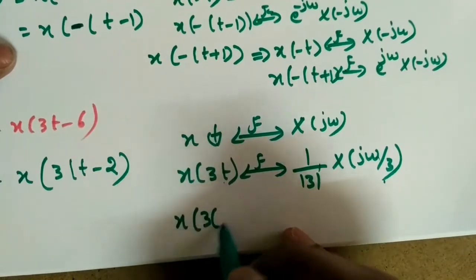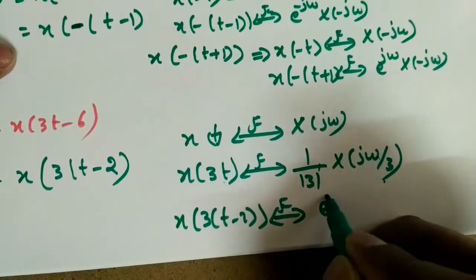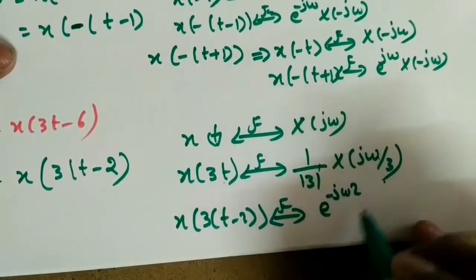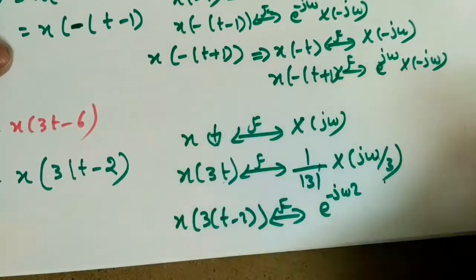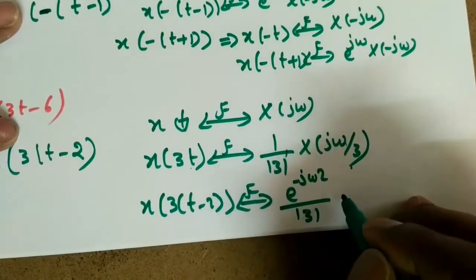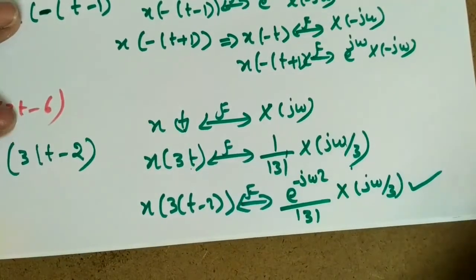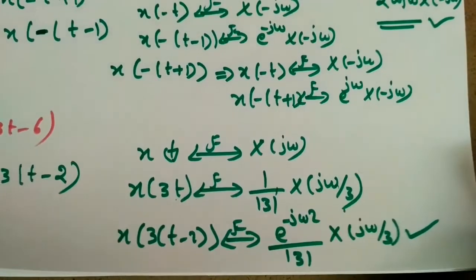Next we will do the shifting, 3 of t minus 2. What is the Fourier transform? E power minus j omega 2, right? Because the shifting is 2, by mod 3, or simply 3 also we can write, e power minus j omega by 3. So this is this one.